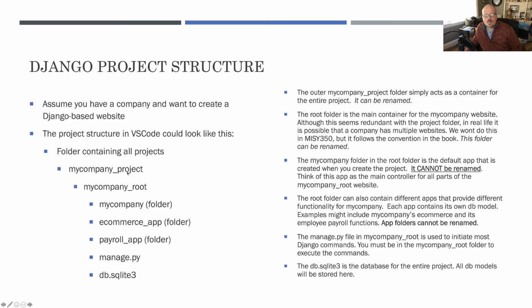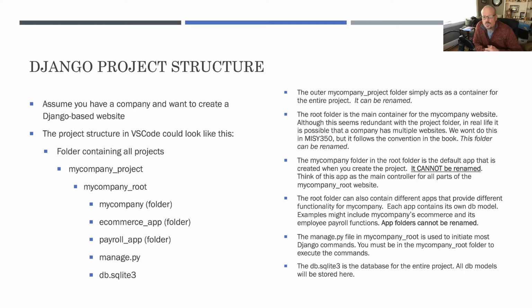Inside the project folder is what we call the root folder. The root folder is the root of this project that you're working on, the one that you're currently working on. And though this might seem to be redundant with the project folder, it's possible that you might have many different websites within your project. So the root folder is the one that you're going to be working on now. We won't be having multiple projects, multiple roots in a project in our 350 class, but I'm doing this because it does follow the convention in the book and it will make it easier for you to replicate what the book is doing. This folder can also be renamed. The My Company root can be renamed. The My Company project can be renamed.